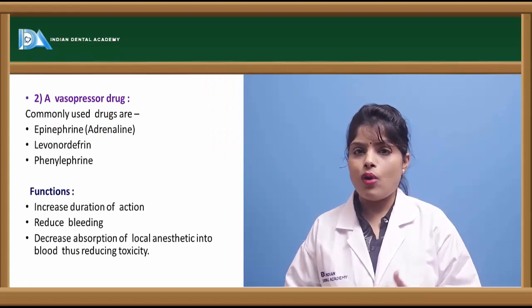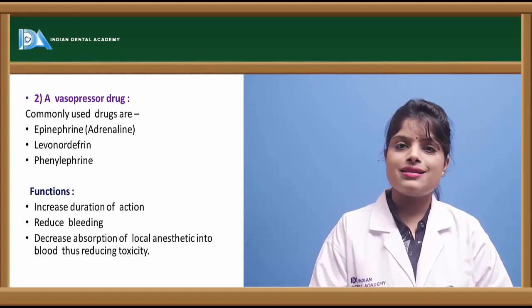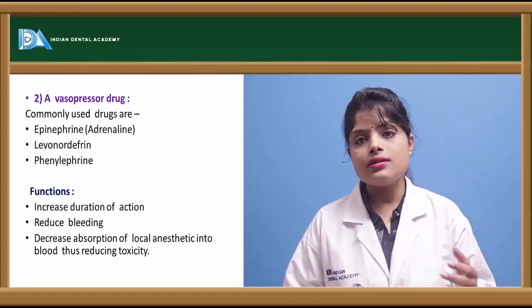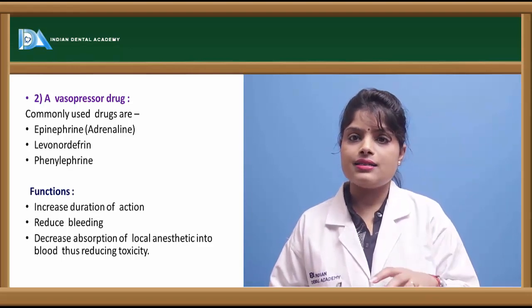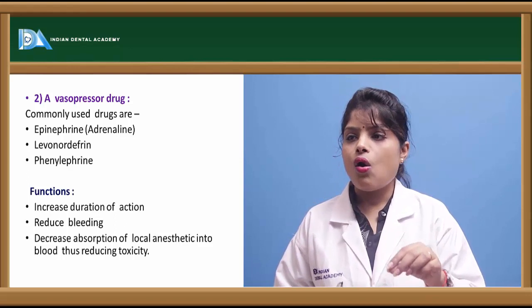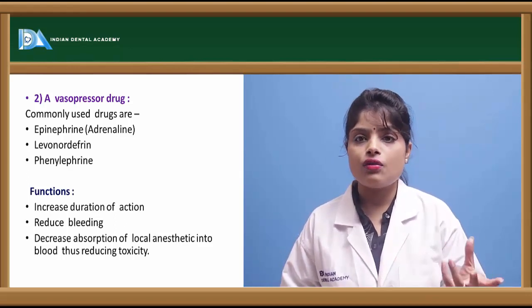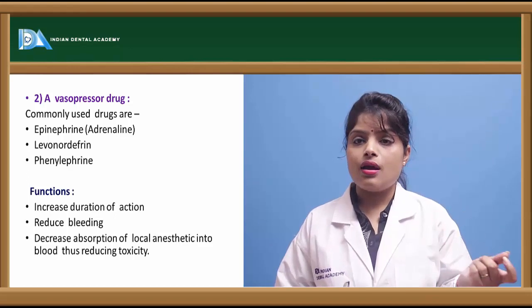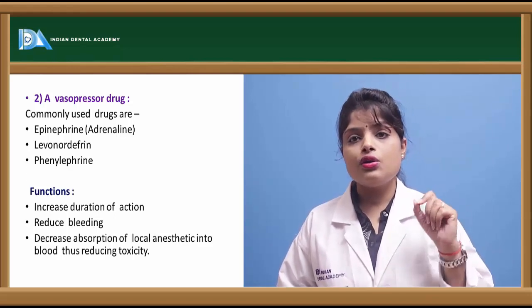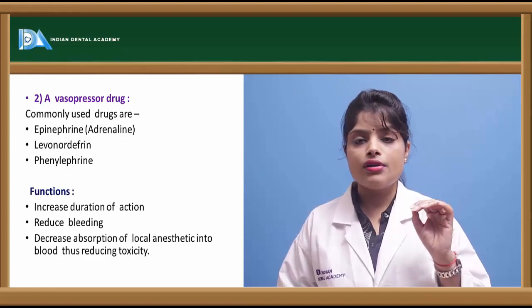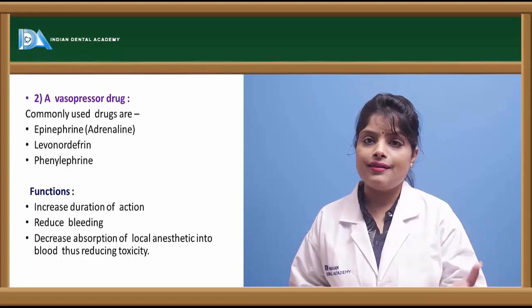Then comes the vasopressor drug, which is another main constituent of a local anesthetic solution. Now, what does this vasopressor contain? It basically contains either adrenaline, phenylephrine or epinephrine. What is the function of this vasopressor? It is a vasoconstrictor. So it reduces the blood supply, or reduces the blood loss from that particular area.